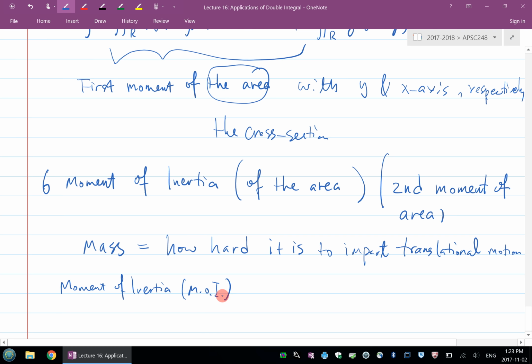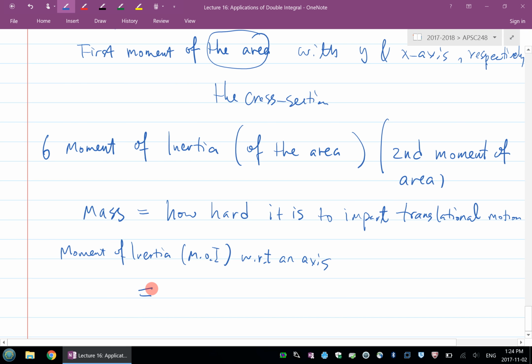A moment of inertia is a concept that has to be associated with an axis. So it has to be with respect to an axis. If you separate the moment of inertia from the axis, then it has no meaning. So what does moment of inertia basically mean? If you use similar language as I just described for mass, what should we say about moment of inertia? It's how hard it is to impart rotational motion. That's basically the difference.